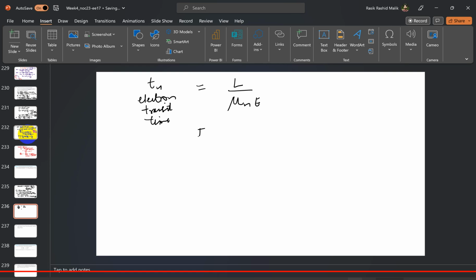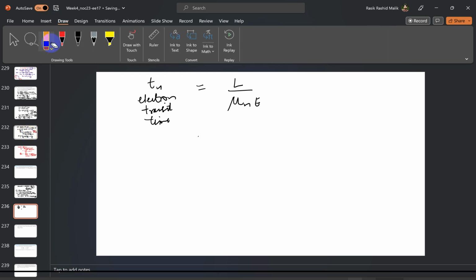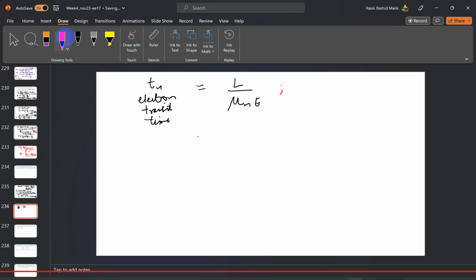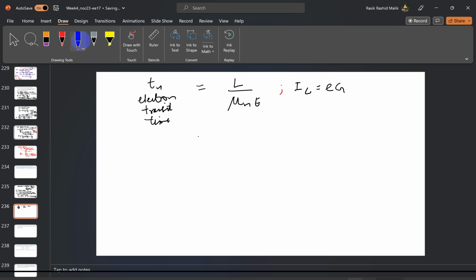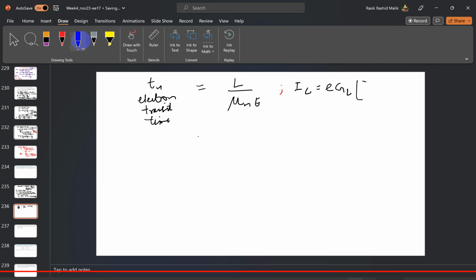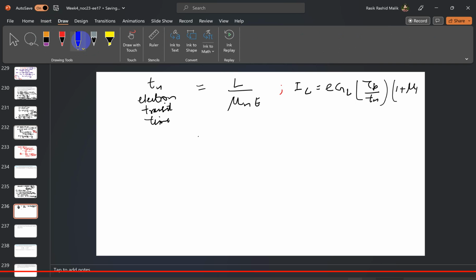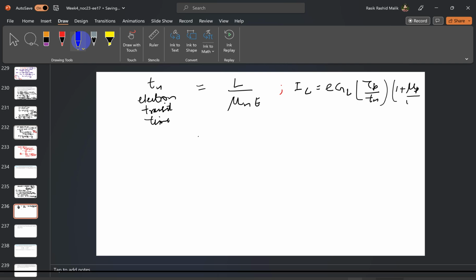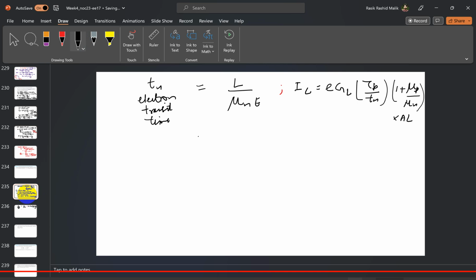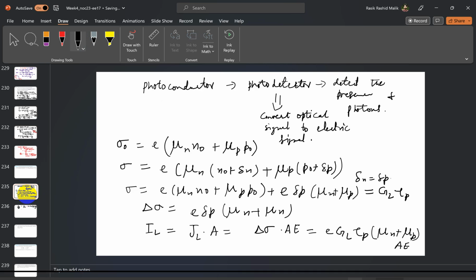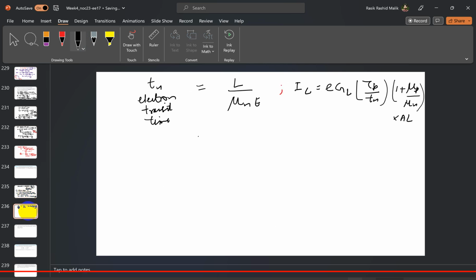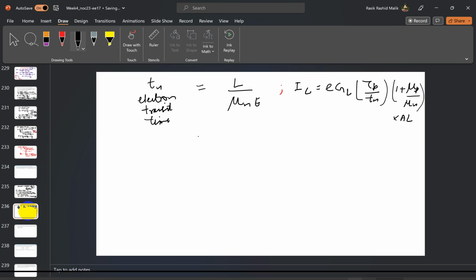So I can write then this photocurrent to be equal to EGL tau p by transit time into (1 plus mu p by mu n) into AE. So this is simply this expression where we have taken out mu n and then written in terms of the transit time.